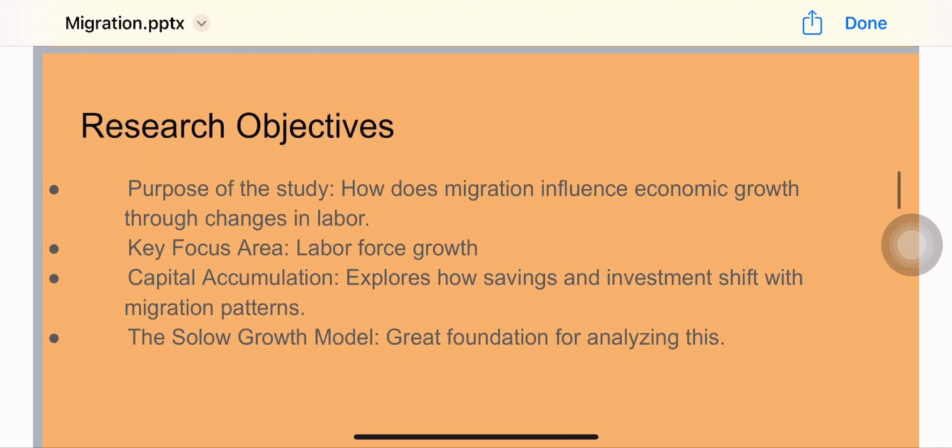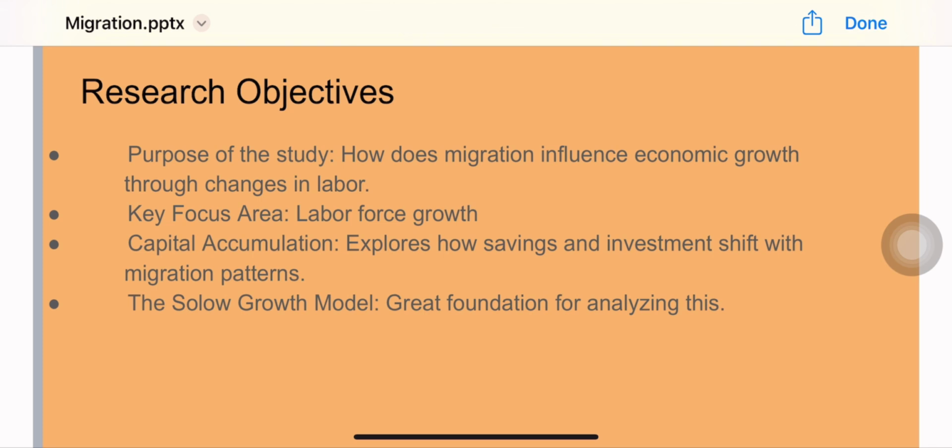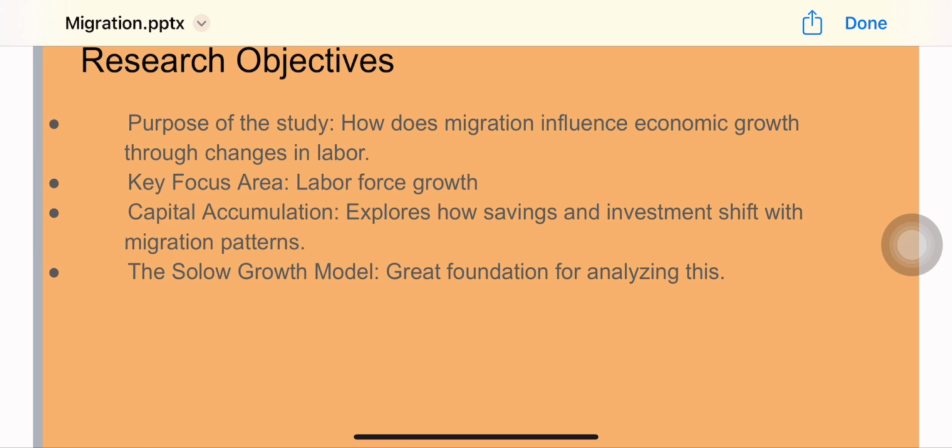So the research objectives of our project. The purpose of the study is how does migration influence economic growth through changes in labor. And our key focus area is labor force growth. Capital accumulation explores how saving and investment shift with migration patterns. And the Solow growth model is a great foundation for analyzing this.